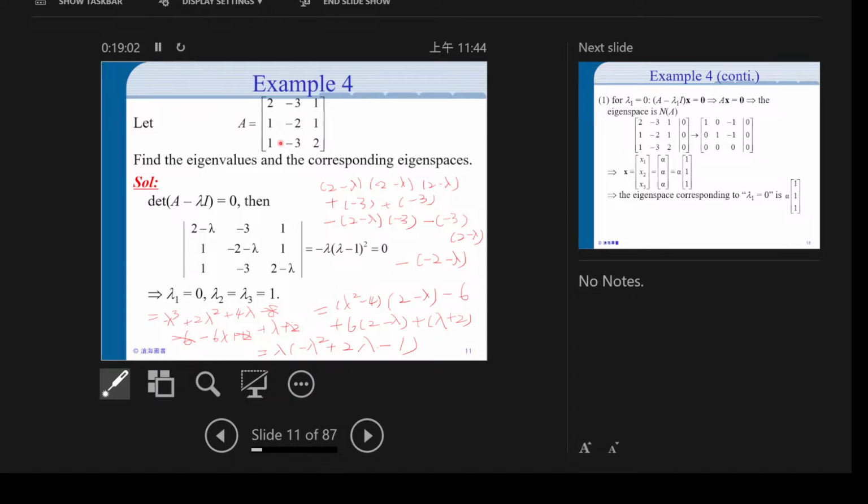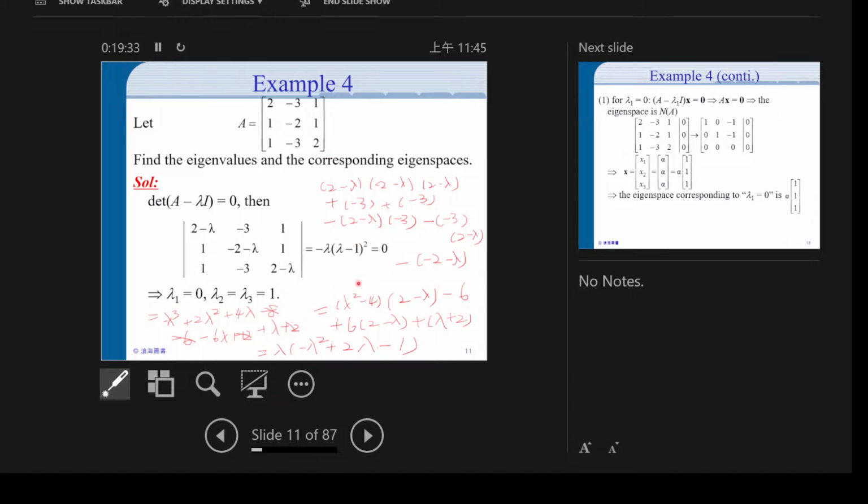So A equal to this 3 by 3 matrix. And once again, we want to calculate the determinant of A minus lambda I. So you put a minus lambda on your diagonal, so you have this determinant of A minus lambda I here. And then you need to do a lot of calculation. You can see the handwriting here. You do all the calculation and factor it.